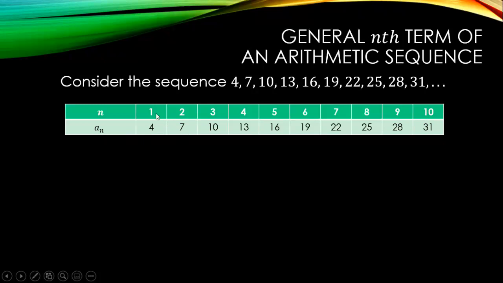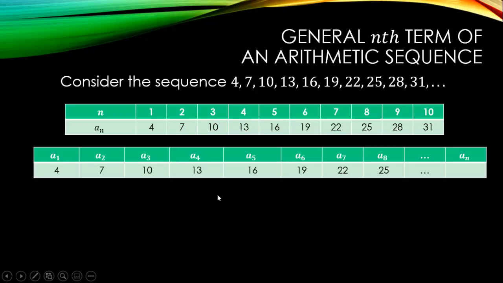given sequence. So the first term is 4, second term is 7, third term is 10, fourth term is 13, and so on. Now let's rewrite our table. So we have a sub 1, the first term, which is 4, until a sub 8, which is 25. And we don't know the number in our a sub n. So this is our nth term of the sequence.